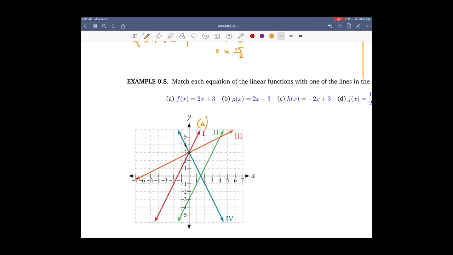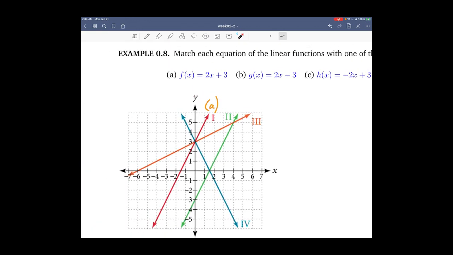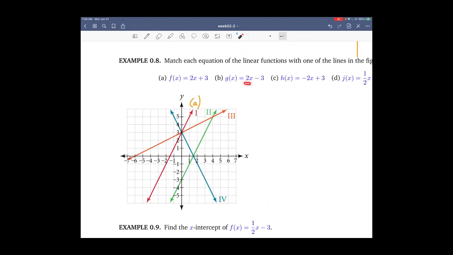Now, what about the green line? For the green line, the y-intercept is -3 and slope is again 2. Look, for instance, at these 2 points. Run is 1, rise is 2, slope is 2. So that is whatever line has slope 2 and y-intercept -3, line B.